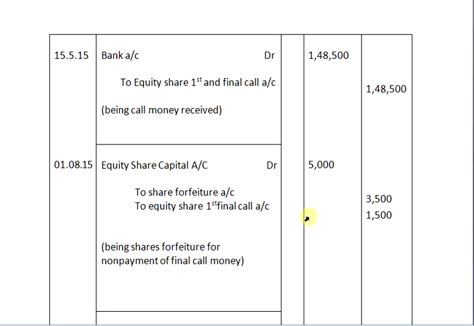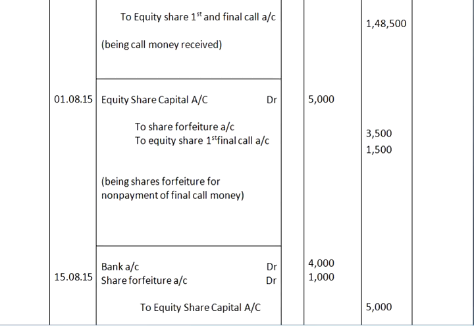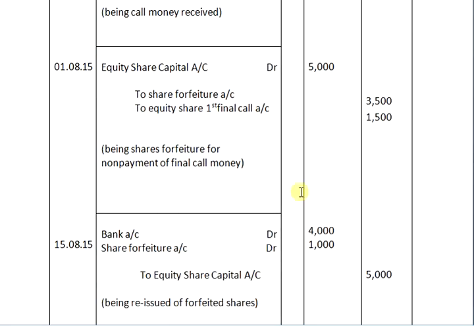Again coming to the forfeiture transaction, how many shares are we forfeiting here? Exactly 500 shares we are forfeiting on 1/8/2015. Equity share capital account, 500 into face value of the share, which is 10. Here we should not include premium. 500 into 10, it becomes 5,000. To share forfeiture account, 500 into how much they have paid? They did not pay only the final call amount of 3, they have paid 7 rupees. 500 into 7, it becomes 3,500. Equity share first and final call account, 500 into 3, it becomes 1,500.